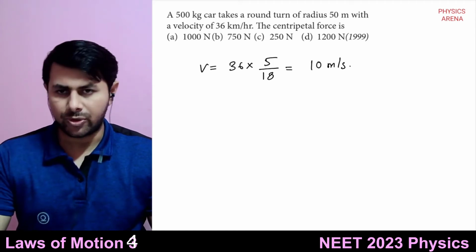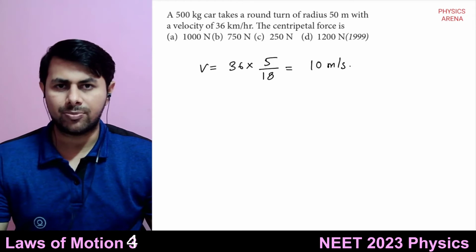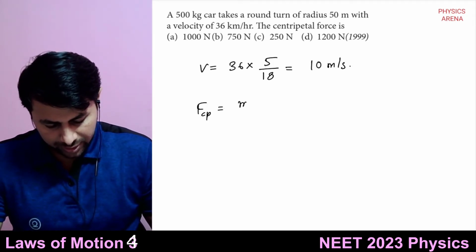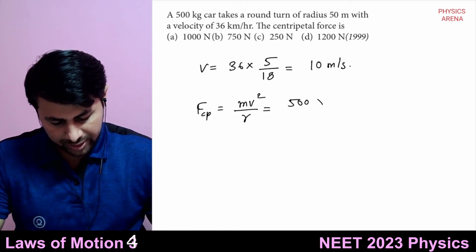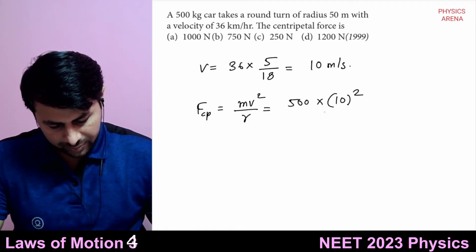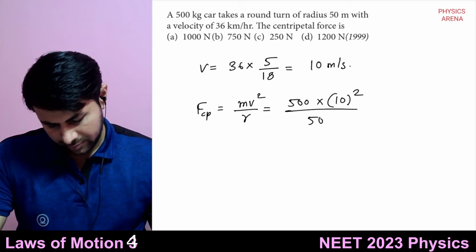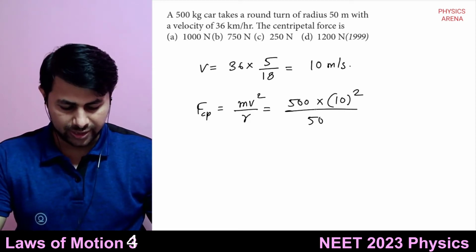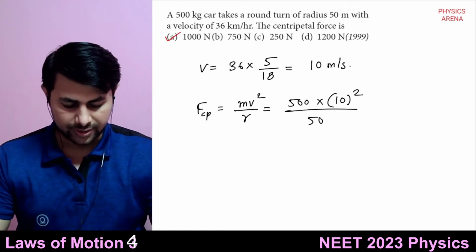And this is a straightforward question. Centripetal force is asked, which is mv square upon r. So FCP equals mv square divided by r. That is 500 multiplied by 10 square divided by r, which is 50. Right. So 500 upon 50 is 10. 10 times 100, 1000. Good. Option A is the answer.